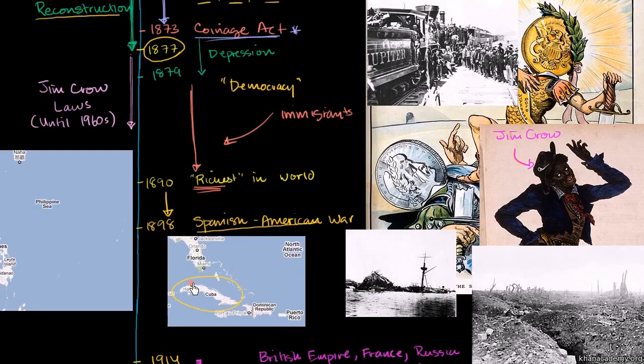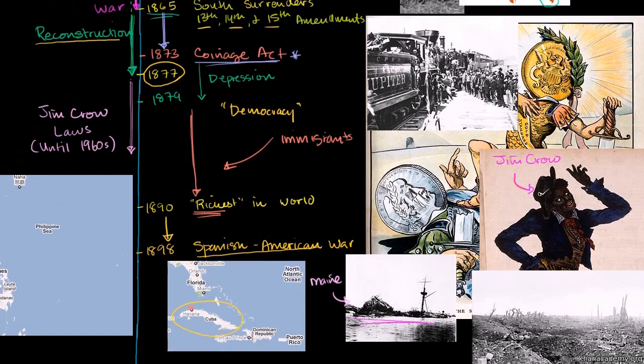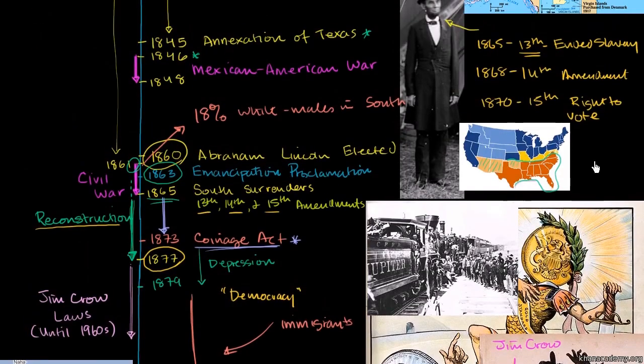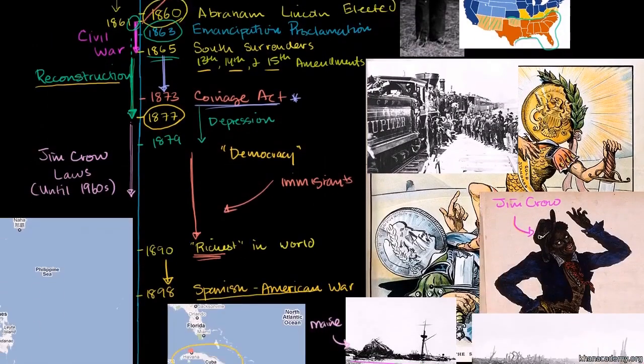And then while in Havana Harbor, you have a U.S. battleship called the Maine, that explodes and sinks. And this is an actual picture of it. This is fun because we're entering the point in history where pictures start to become relevant. Although even in the mid-1860s, you had pictures. That's a picture of Abraham Lincoln.